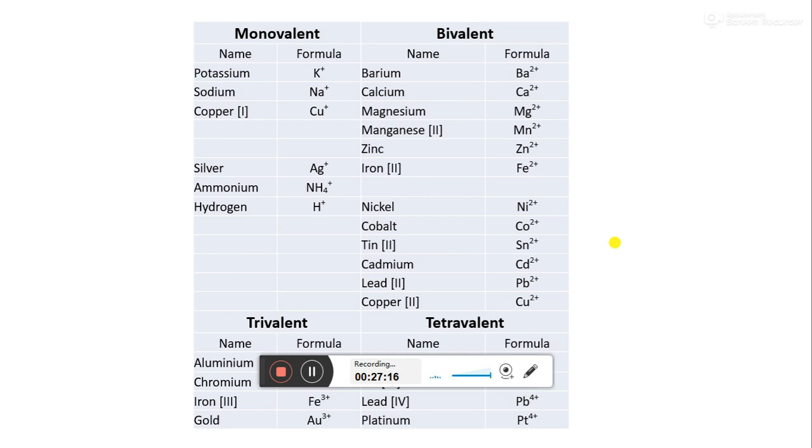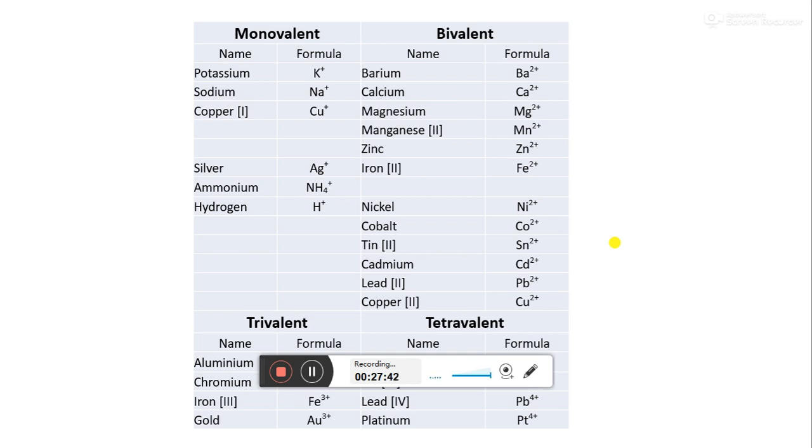First is potassium. Potassium forms the cation K+. Potassium is a metal, that's why it forms a cation. Sodium is a metal, it forms the cation Na+, with a +1 charge. Copper is a metal, it is also forming +1. Then silver, ammonium, hydrogen, and barium, calcium, magnesium, manganese, zinc, iron, nickel, cobalt, tin, cadmium, lead, and copper.